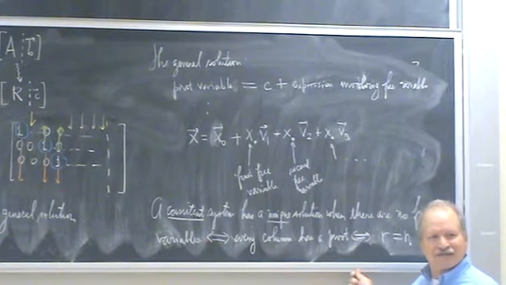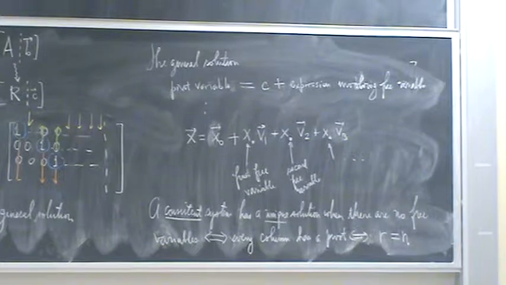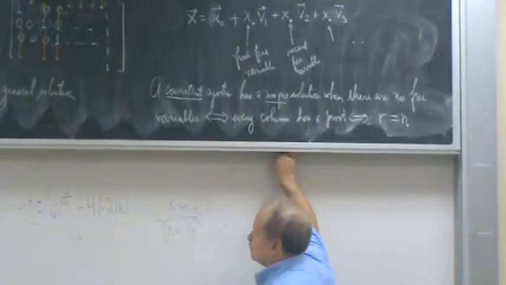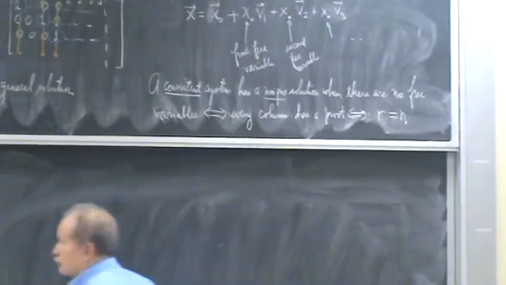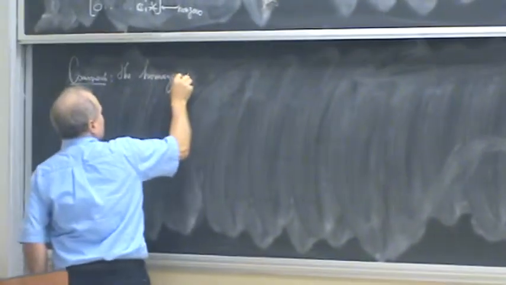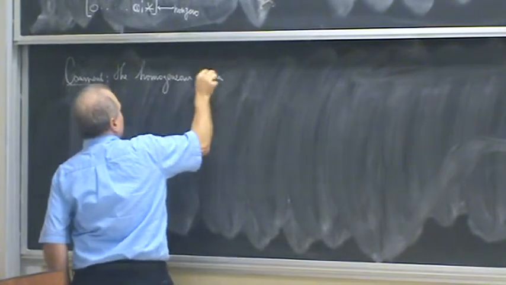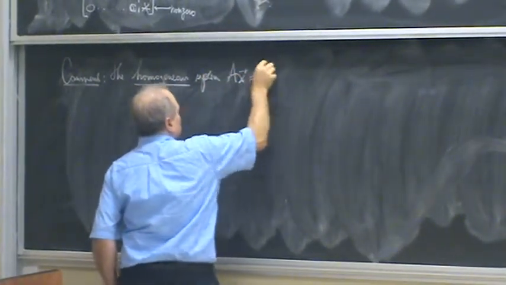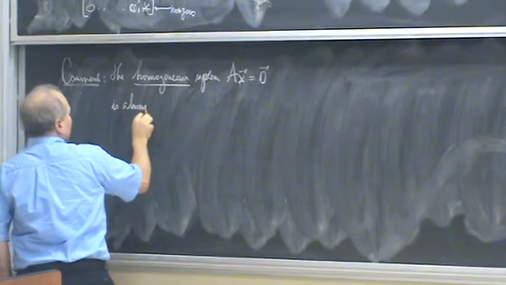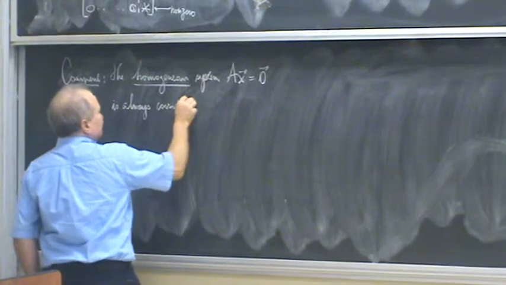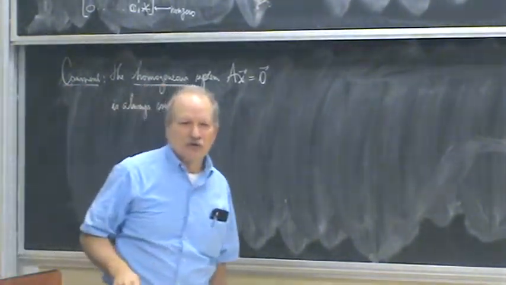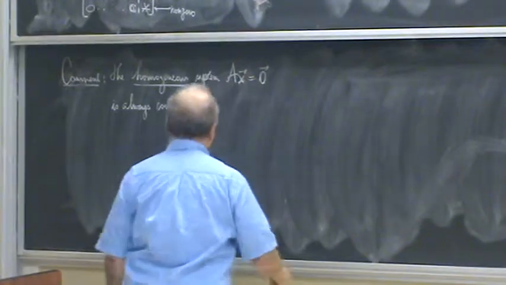Doesn't the idea of consistency mean that whenever you have Ax equals the zero vector, that's always consistent, right? That's always consistent, because 0 is always a solution. Yeah, so let me comment. I think I said this the other day, but let's say it again. Comment: the homogeneous system Ax equals 0 is always consistent because the zero vector is a solution.